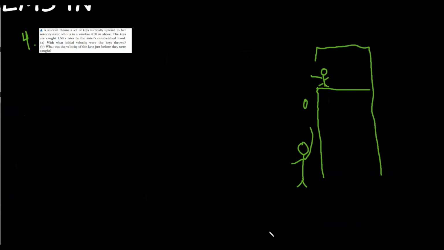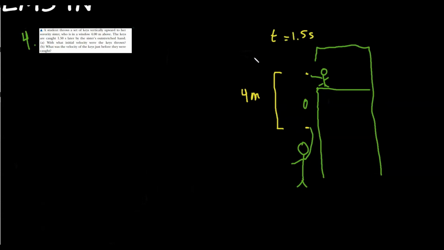A student throws a set of keys vertically upward to her sorority sister who is in a window 4 meters above. The keys are caught 1.5 seconds later by the sister's outstretched hand. With what initial velocity were the keys thrown? So this is a free-falling object problem. I drew a little diagram for you guys. I know you love it. So I drew the diagram here, and they give us some knowns such as the height from this point to this point. This height here is 4 meters. And the total time that this process happens in is 1.5 seconds.